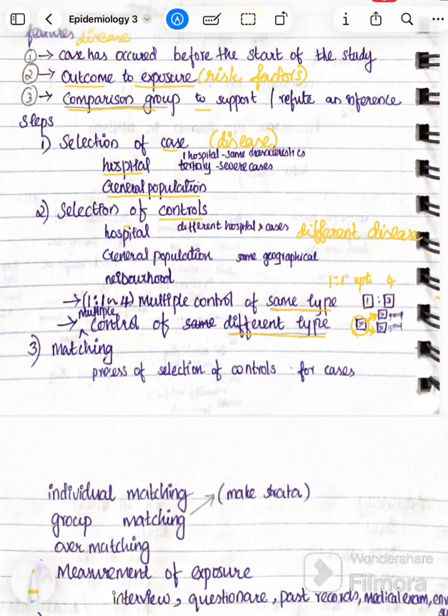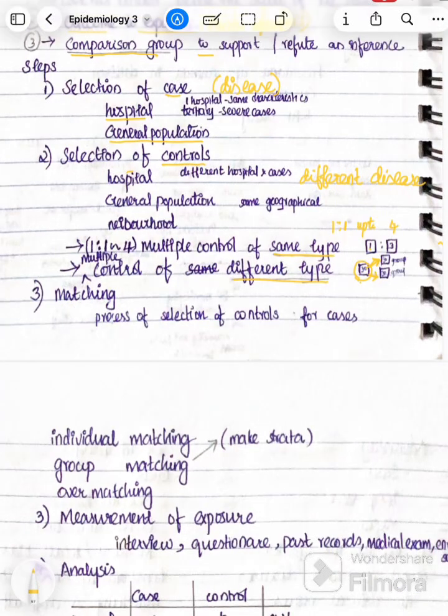Now matching. Matching is a procedure of selection of controls for cases. In individual matching, for one case we'll be selecting one control. For group matching, we'll be making strata according to similar characteristics. Suppose this is the 1 to 5 year group, this is the 6 to 9 year group, and 10 to 12 year group. Like that we will make strata for cases, and again the same for controls. Now take 3 from the case, 3 from control, again 3 from this case, 3 from here. This is how group matching is done.